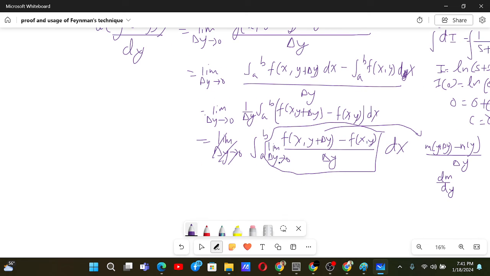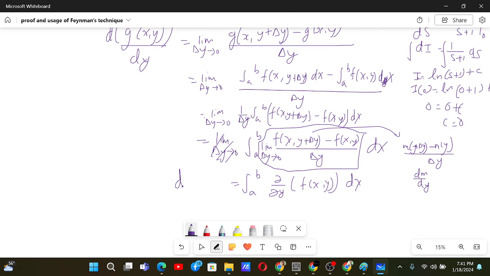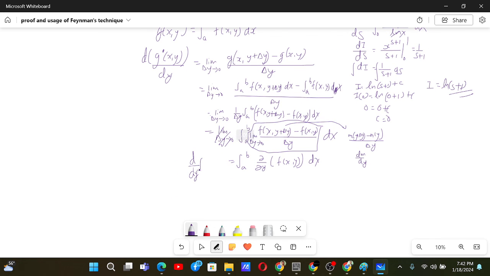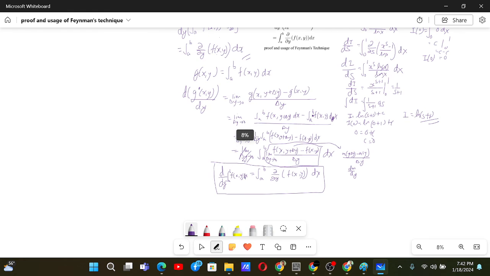So this will be the integral from a to b of the partial derivative with respect to y of f of x comma y, dx. So we get the required result. We started with d dy of g of x comma y, which is just the integral, so d dy of the integral from a to b of f of x comma y dx. So we have proved this, and I think this was our statement that needed to be proved, isn't it?